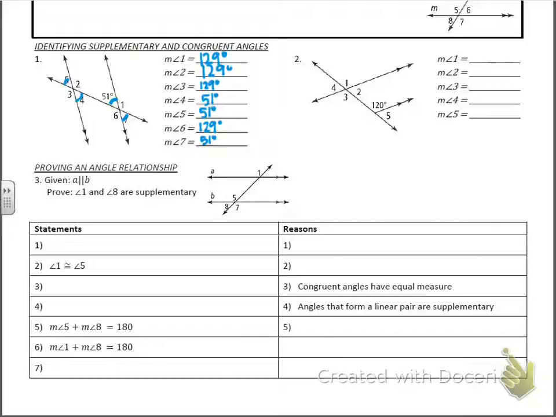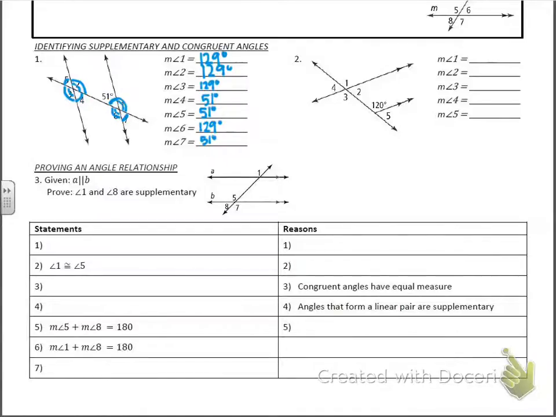I got 129 because 51 and angle 1 are a linear pair, which means they're supplementary. So you just subtracted from 180. And then I also know that angle 6 is 129 because it's vertical to angle 1. Angle 2 is congruent to angle 6 because they are alternate interior angles. If you used a different reason, that's okay. And then angle 3 because it is vertical. It's also corresponding to 6. It's also an alternate what to angle 1? Exterior to angle 1. There are lots of different reasons. There's a lot. Okay?